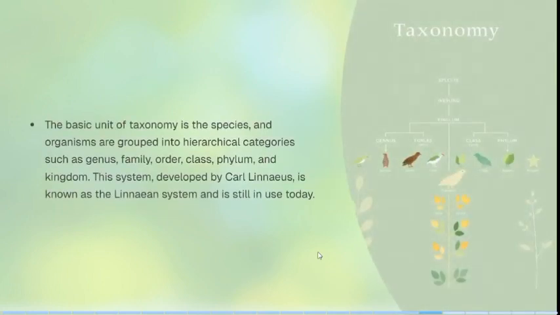So let's see. The basic unit of taxonomy is the species. And organisms are grouped into hierarchical categories such as genus, family, order, class, phylum, and kingdom. This system was developed by a scientist known as Carl Linnaeus, and the system that he created was called the Linnean system, and is still in use today for classifying organisms according to their hierarchy.